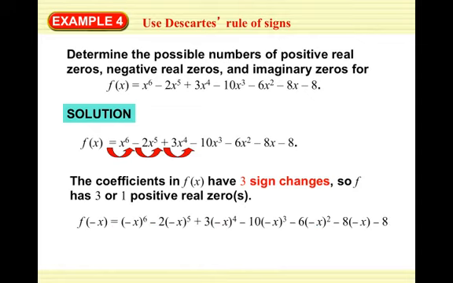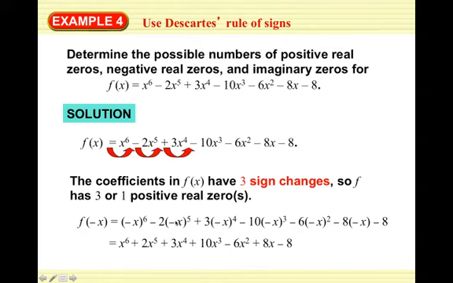Now we look at f of negative x. So we have negative x to the 6th power minus 2 times negative x to the 5th power plus 3 times negative x to the 4th power minus 10 times negative x to the 3rd power minus 6 times negative x squared minus 8 times negative x minus 8. All right. Negative x to the 6th power, you're going to be multiplying a negative x times negative x 6 times. An even number of negatives being multiplied together is going to be positive. So there's no sign change there. It's just x to the 6th.